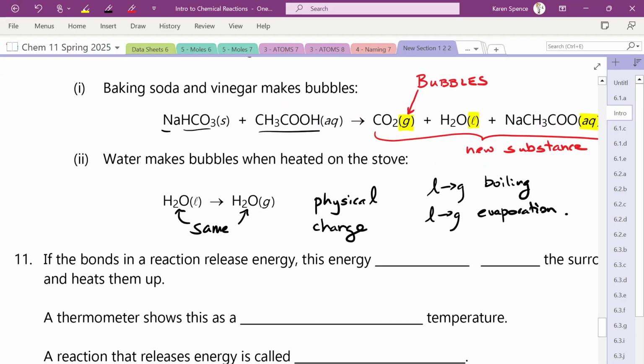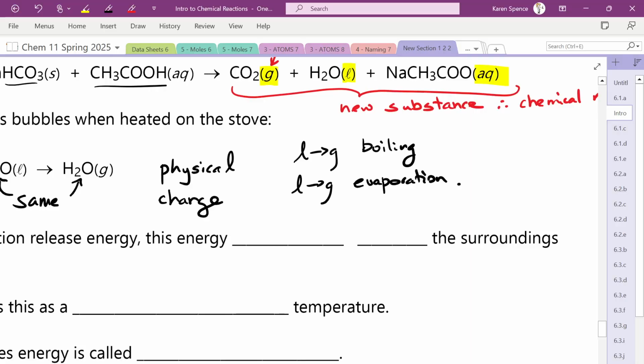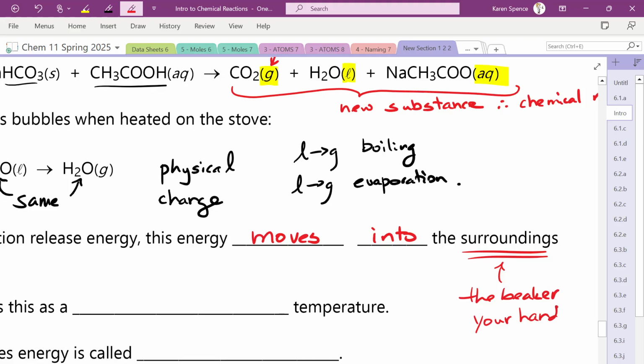Okay. Now, if the bonds in a reaction release energy, this energy moves into the surroundings. And by surroundings, we mean the beaker, your hand, the water, whatever happens to be around those reacting particles. And those things get hotter. And so what happens to the temperature? Does it increase or decrease? Temperature increases.